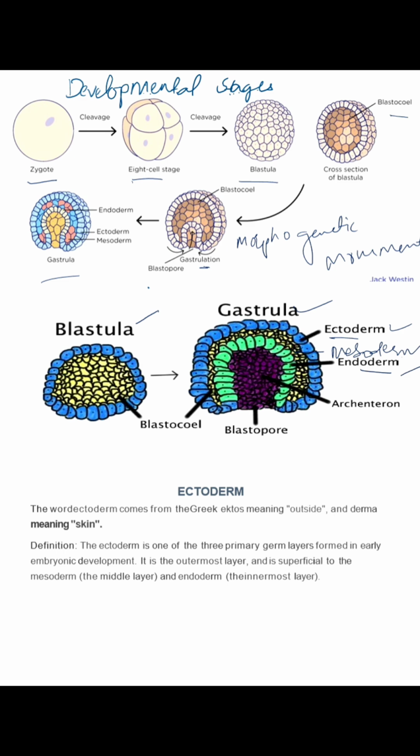So we'll start with the ectoderm. What is meant by ectoderm? Ecto means nothing but the outside, and derma means nothing but the skin. Okay, so ectoderm is one of the three primary germ layers found in the early embryonic development. It is the outermost layer and it is superficial to the mesoderm and endoderm. You can see here this is the outermost layer, and it is above the mesoderm layer, that is nothing but superficial to the mesodermal layer.